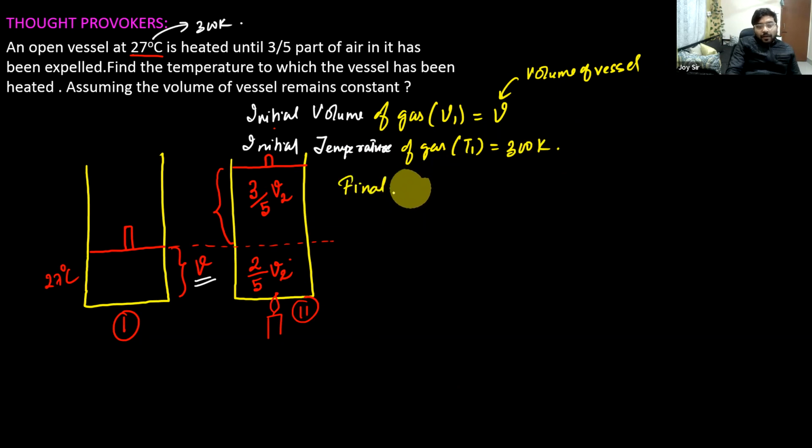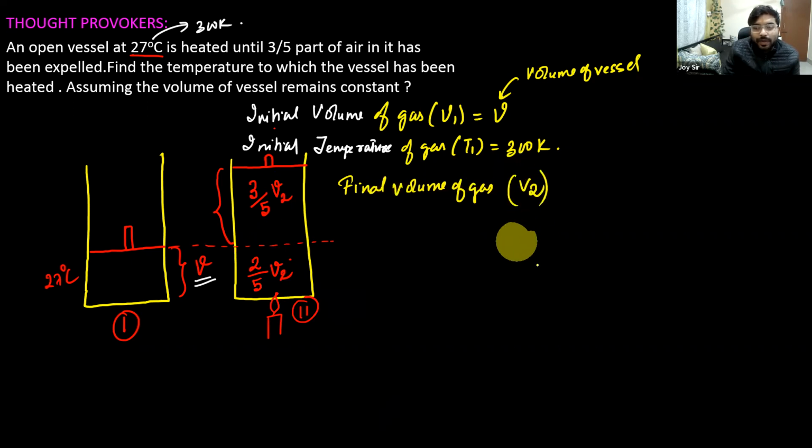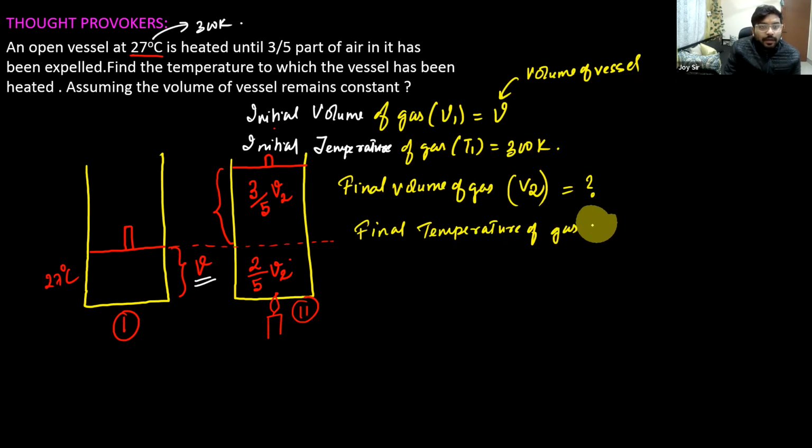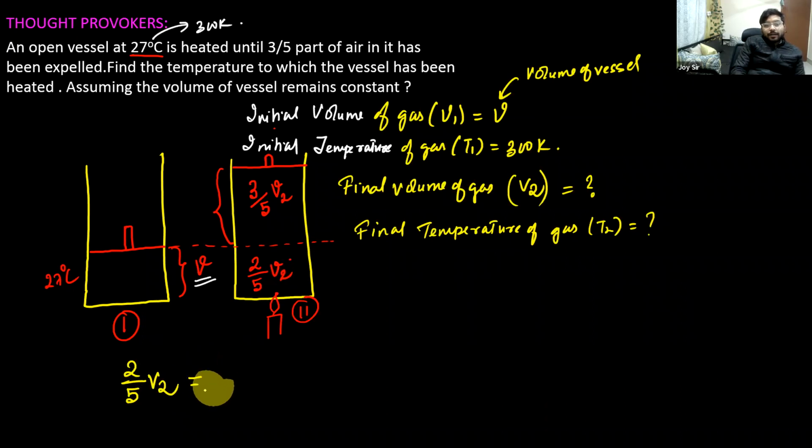Now final volume of gas. What is the final volume of gas? V2. Now remember what I'm doing: 2 by 5 of V2 is equal to V. The final volume of the gas is V2, so we need to find this V2. Final temperature of the gas T2 we have to find out. Now there is a relation. See, 2 by 5 times of V2 is equal to what? Tell me.